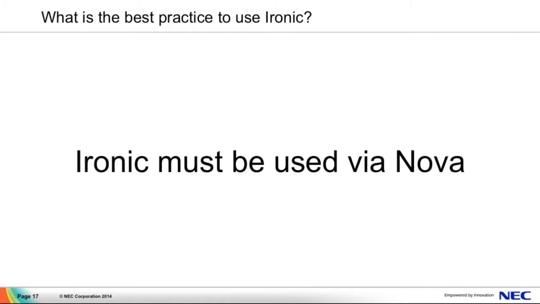From this result, we can understand the policy of Ironic is that Ironic must be used via Nova. Ironic is a driver of Nova, so we should do bare metal provisioning using Nova.